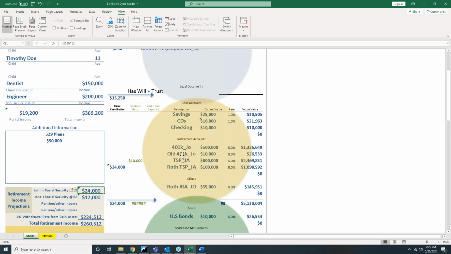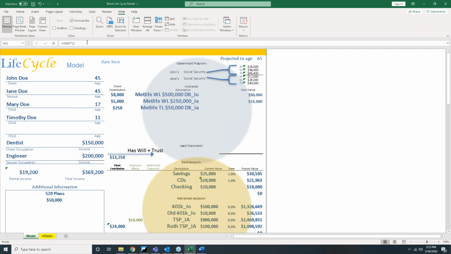You want to personalize it. You want to date it. And the date section is at the top here. So we'll put in today's date, 05/20/2020. And that's the date of the appointment. So we'll put that there.